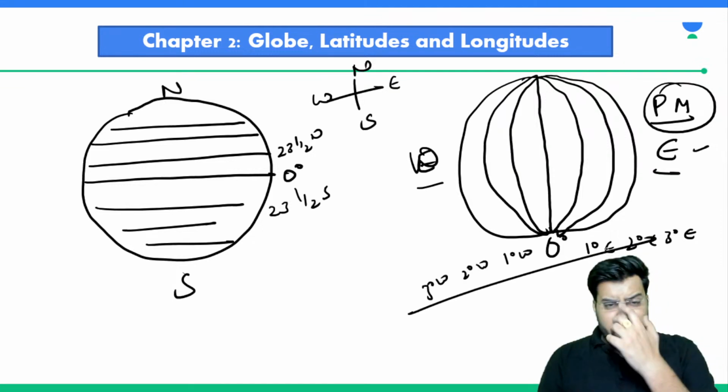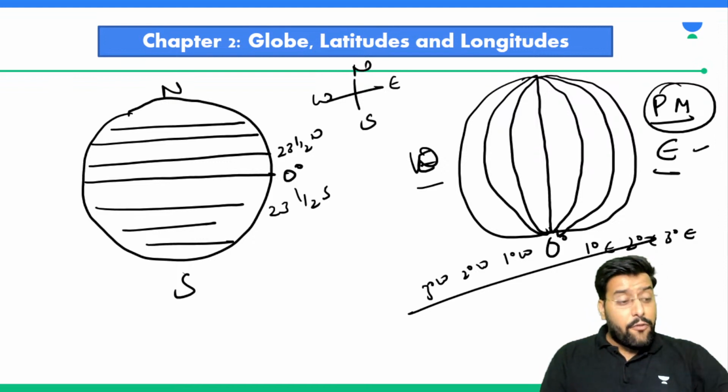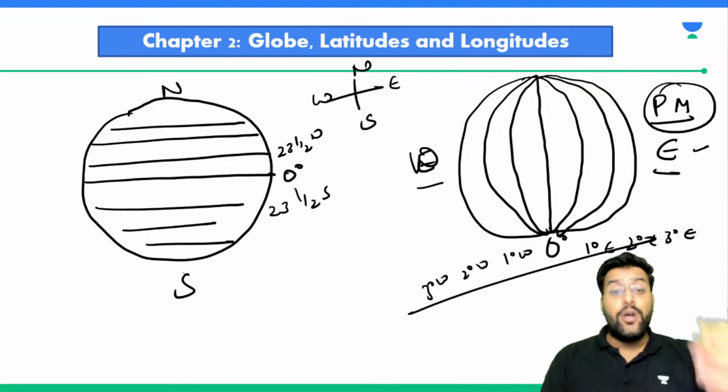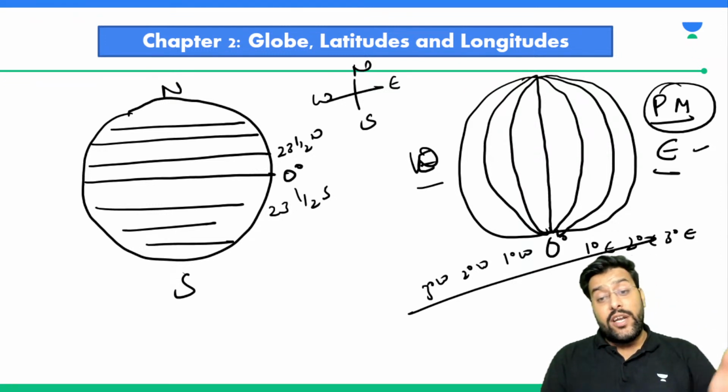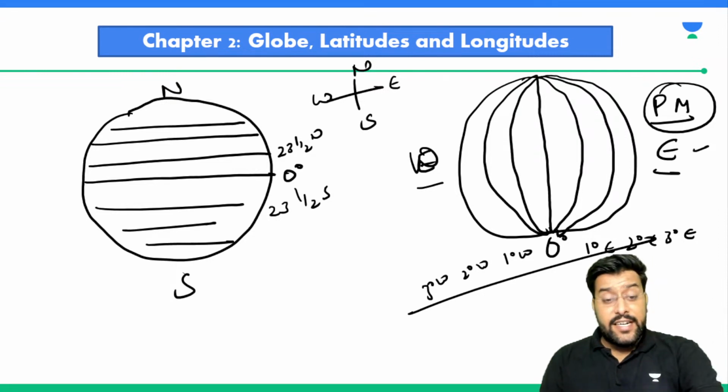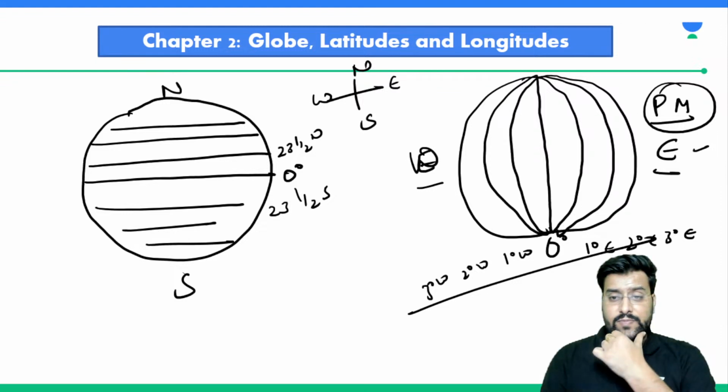Are we able to understand things still here? We need to have the utmost clarity, only then we will be able to understand things like why time changes, why India is called 5.5 hours ahead of Greenwich Mean Time. We need to understand these things thoroughly, guys.